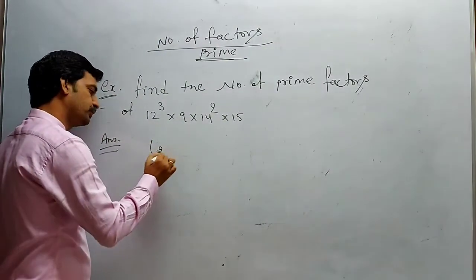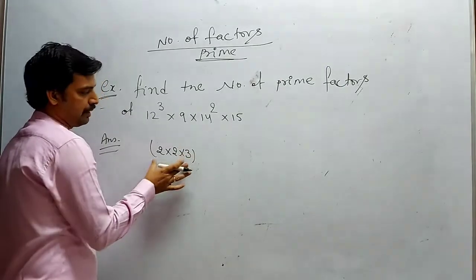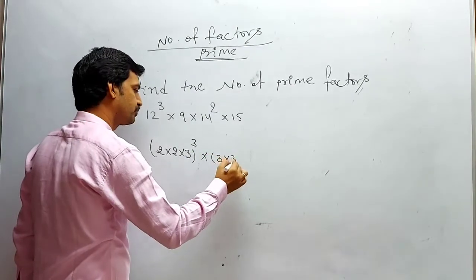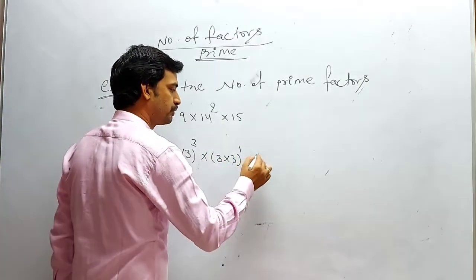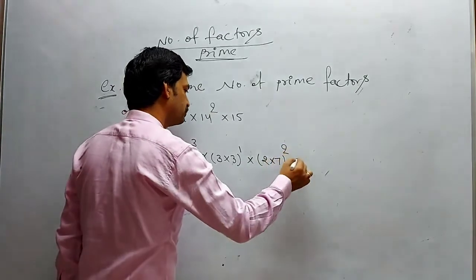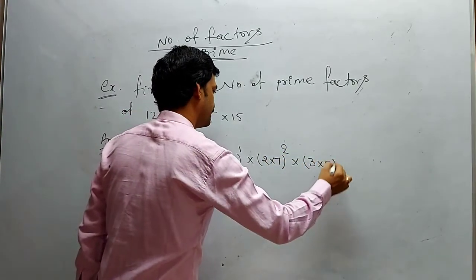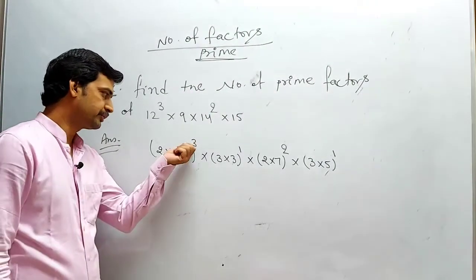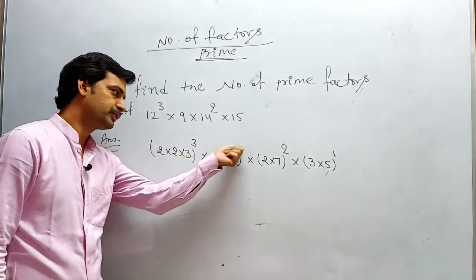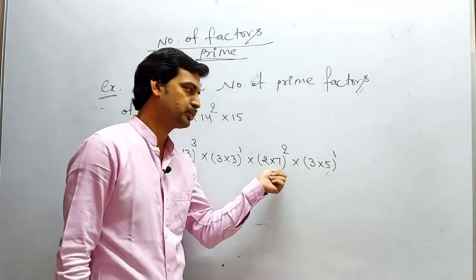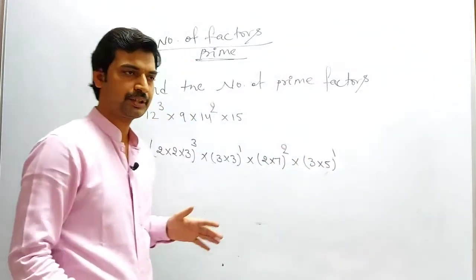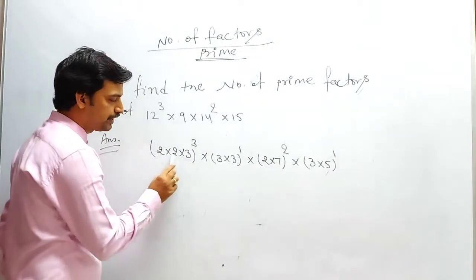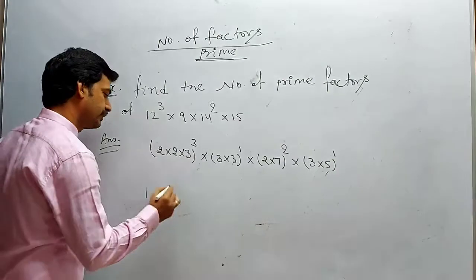So 12 means what? 2 into 2 into 3, and the power of 12 is 3, so the bracket power is 3. Again 9 means 3 into 3, and the power is 1. Again 14 means 2 into 7, and the power is 2. And 15 means 3 into 5, and the power is 1. Clear? After that, the rule says that this 3 is the power for all these numbers, this 1 is the power of all these numbers, 2 is the power of these 2 numbers, and 1 is the power of these 2 numbers. But in place of writing it again, what you can do is count how many prime numbers are in the bracket: 3 numbers multiplied with 3. It will give you what? 9 power.